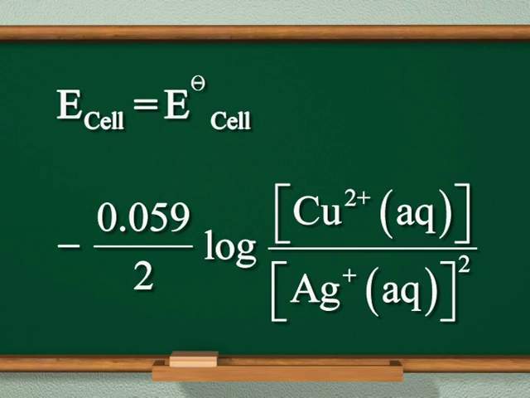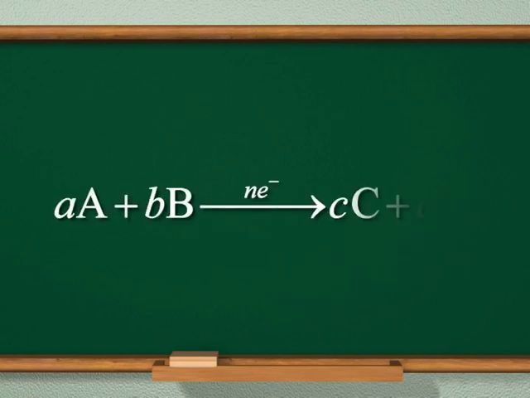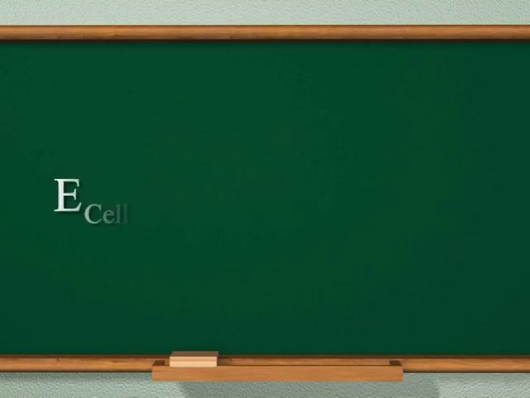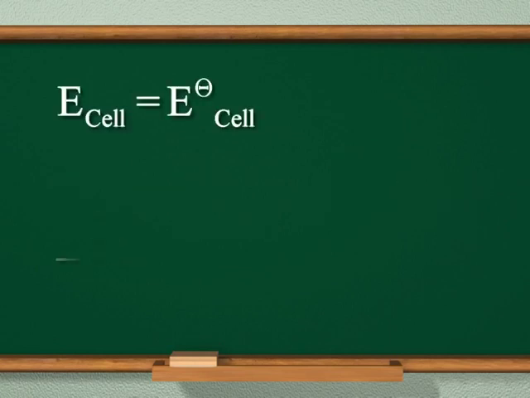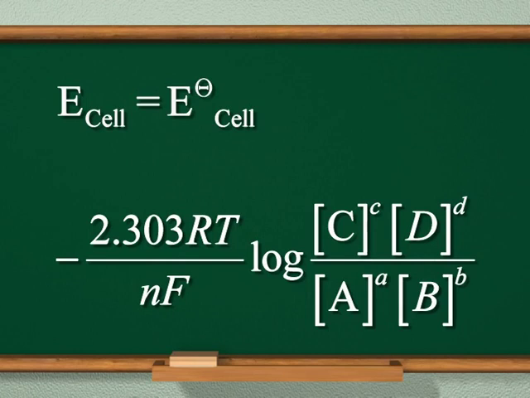In general, for an electrochemical cell reaction, A moles of A reacts with B moles of B in presence of N electrons to give C moles of C and D moles of D. The Nernst equation may be written as EMF of the cell is equal to standard electrode potential of cell minus R multiplied by T divided by N multiplied by F natural log of equilibrium constant Q. Or we can say that EMF of cell is equal to standard electrode potential of cell minus 2.303 R multiplied by T upon NF multiplied by log concentration of C raised to the power C multiplied by concentration of D raised to the power D divided by concentration of A raised to the power A multiplied by concentration of B raised to the power B.